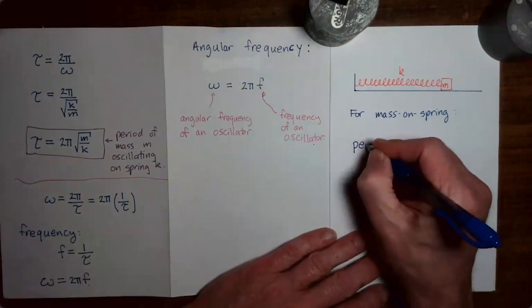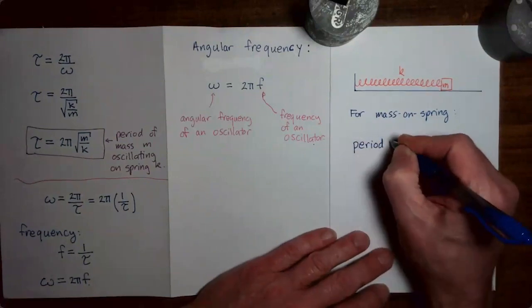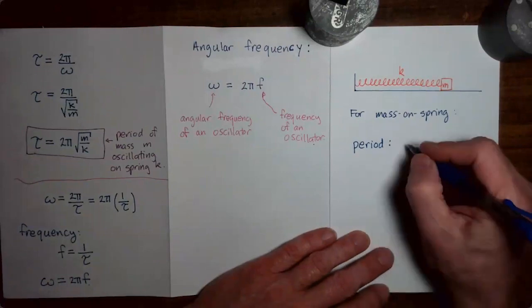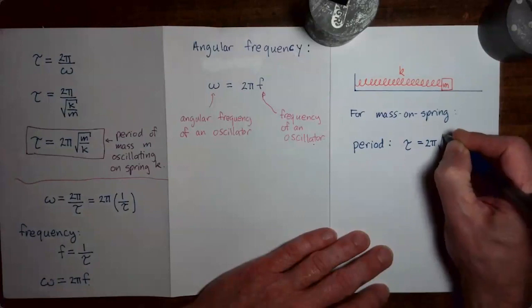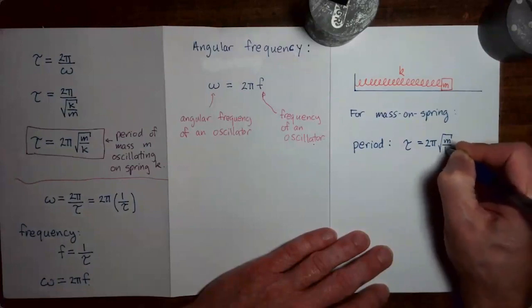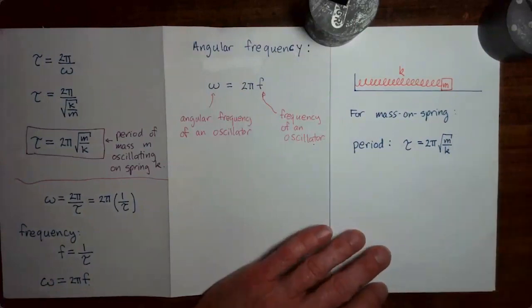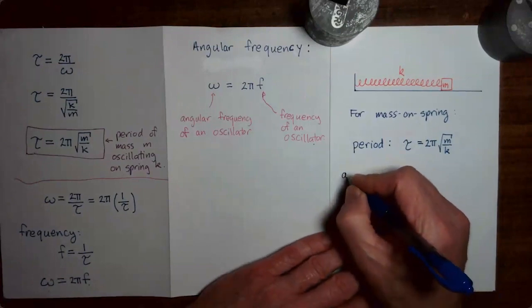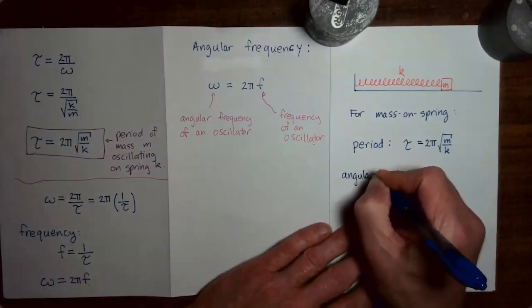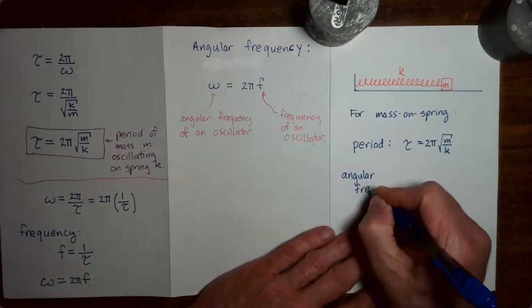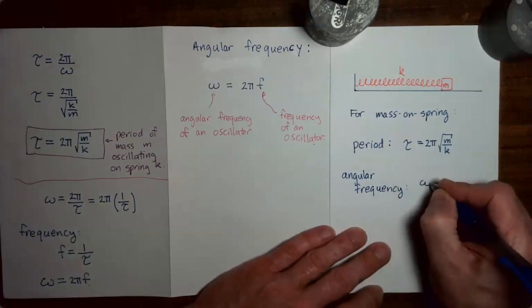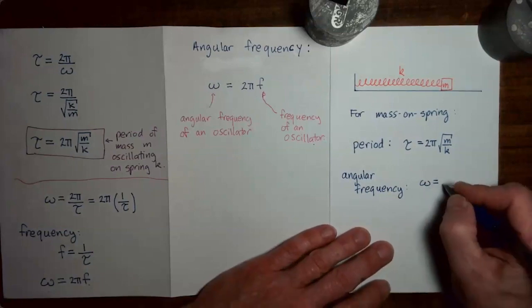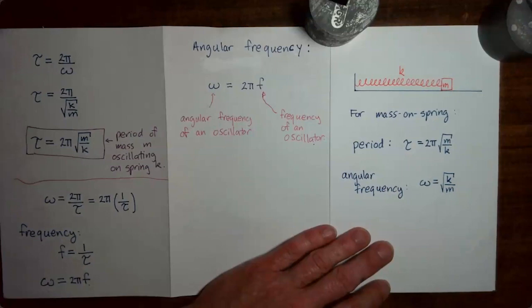First, we would have the period of the motion. As we saw in this video, the period of the motion would be 2 pi times the square root of the mass divided by the spring constant. Then we would have what we call the angular frequency of the motion. The angular frequency of the motion is denoted by omega and is equal to the square root of the spring constant divided by the mass.